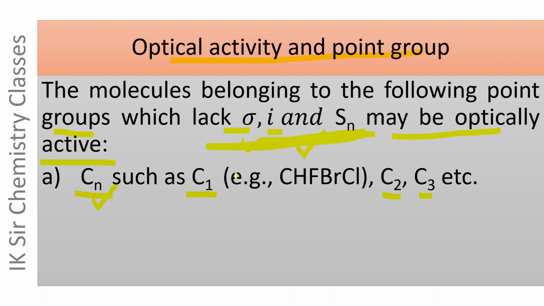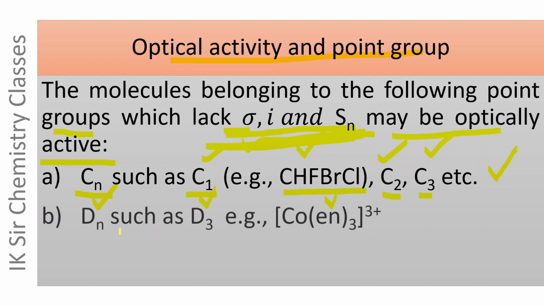The molecules belonging to C1, C2 and C3 point groups, which contain only axis of proper rotation and lack sigma, i and Sn, may be optically active. For example, bromochlorofluoromethane is optically active, which belongs to C1 point group.